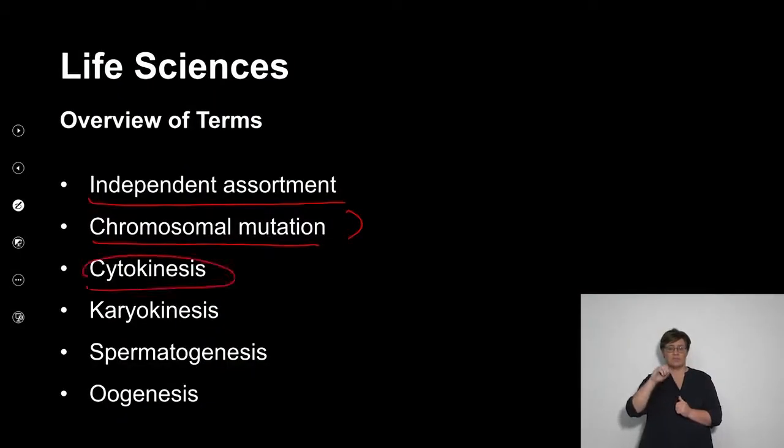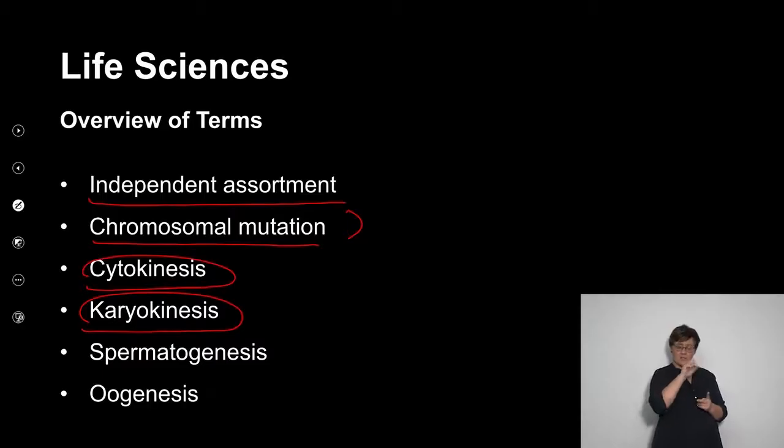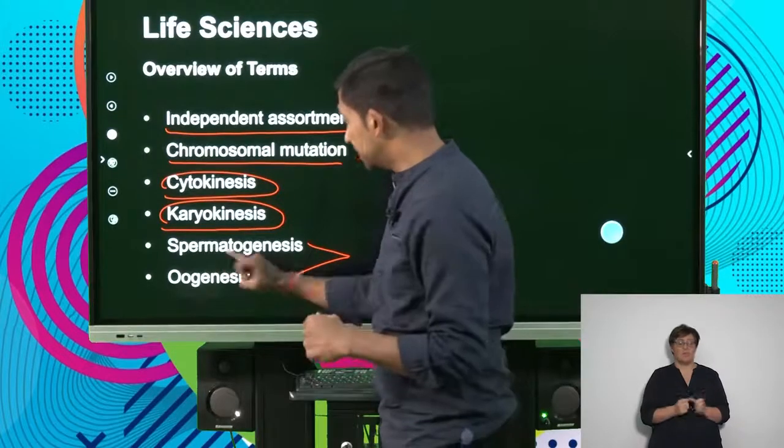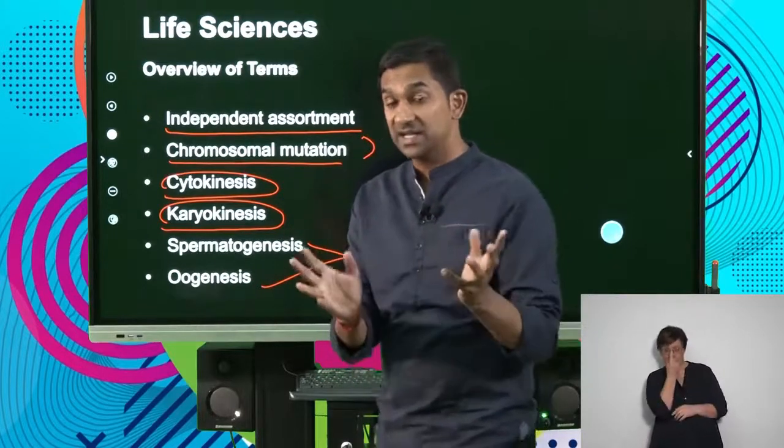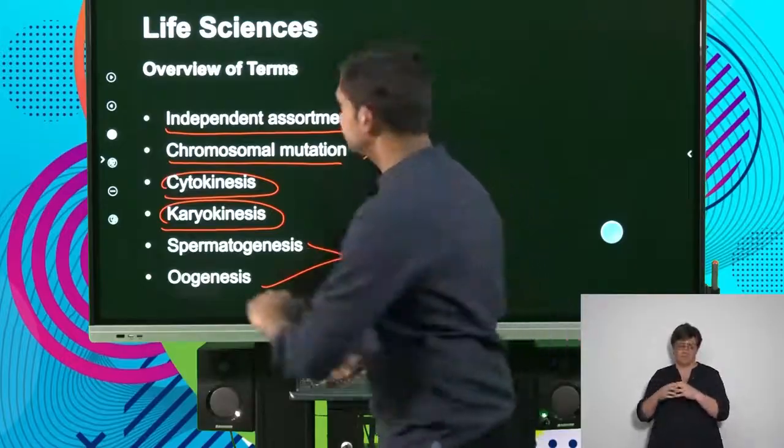Cytokinesis refers to the division of the cytoplasm, and karyokinesis, the division of the nuclear material that happens during meiosis and mitosis. And then finally, the relevance of meiosis to gamete production, so the processes of spermatogenesis and oogenesis as being two important processes in understanding gamete formation.